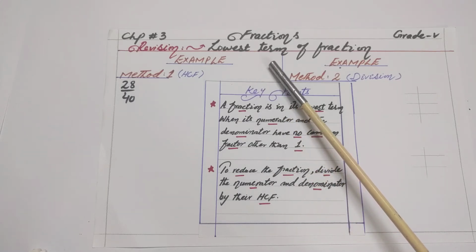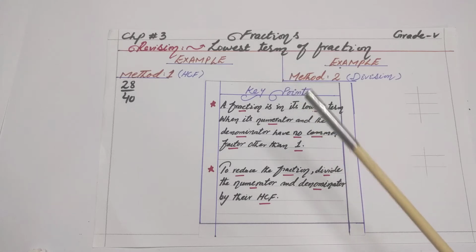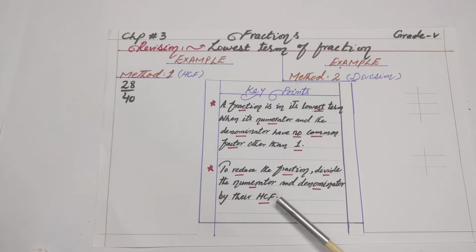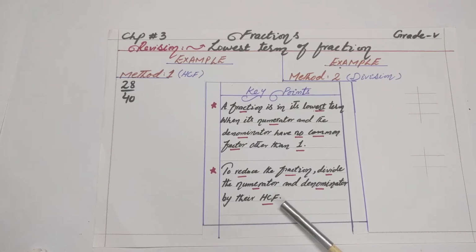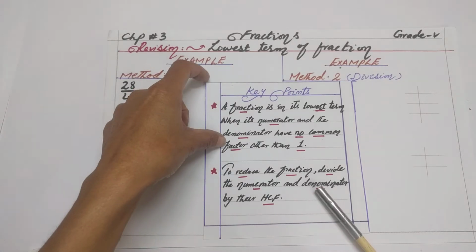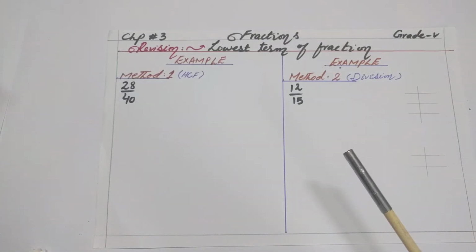So to directly reduce the fraction into its lowest term, you have to find the highest common factor. By using the highest common factor, you can convert the fraction directly to the lowest term. So let's start how to reduce the fraction to the lowest term. I will explain the lowest term of the fraction with the help of 2 examples.